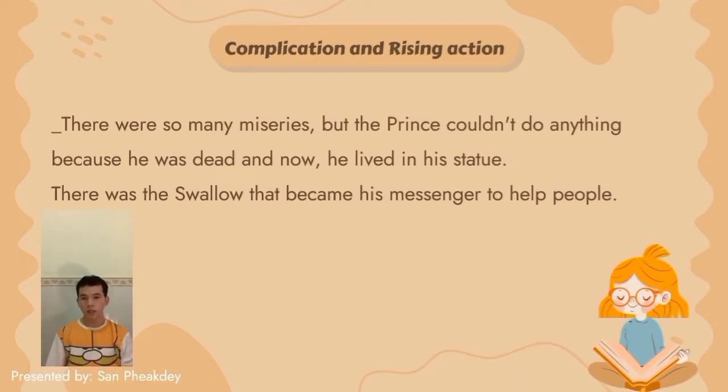For the third point of the setting of the story, I'm going to talk about the complication and rising action. There was so much misery, but the Happy Prince couldn't do anything because after he died, he turned into a statue. After that, he met a swallow that became his messenger to help the people.